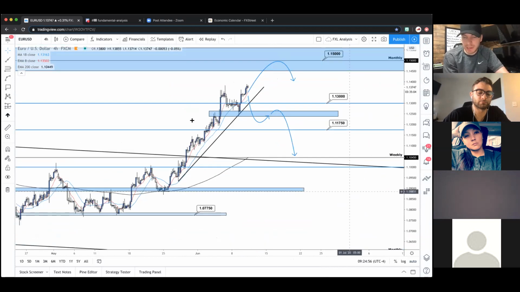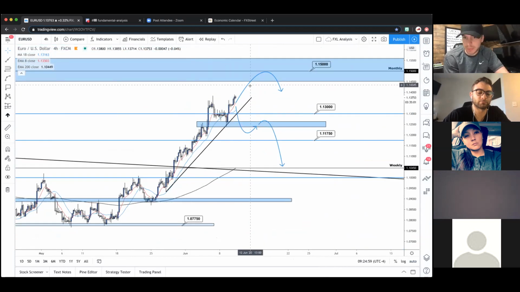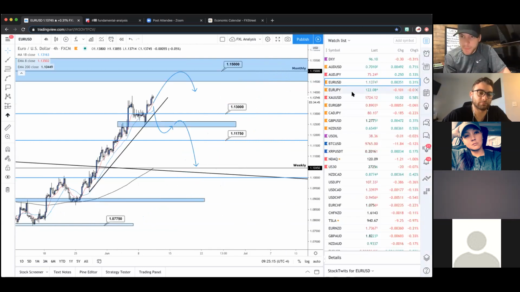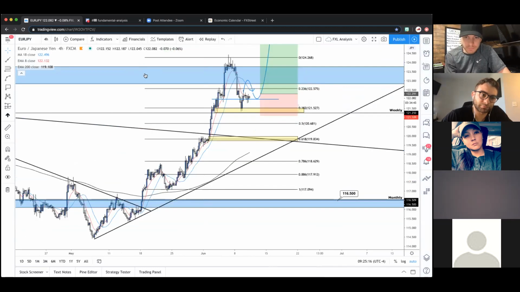But again, overall, we are still very, very bullish. And in order to change our sentiment to bearish, we need to see this transition happen, right? Significant closure below, retest, lower high, continuation down towards our weekly. All right, so that's EU. Let's move on to EJ and then gold.